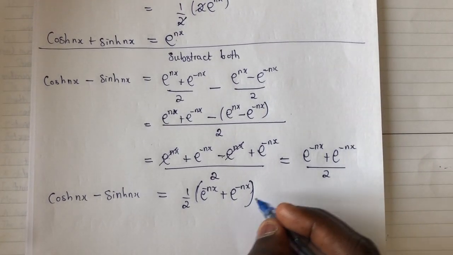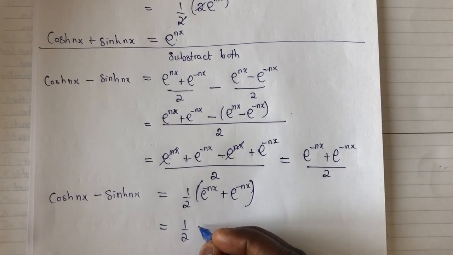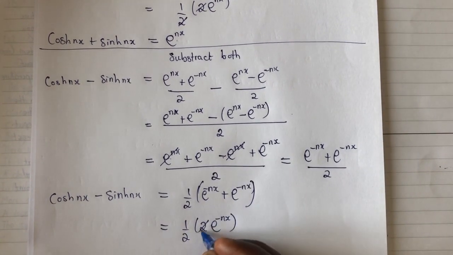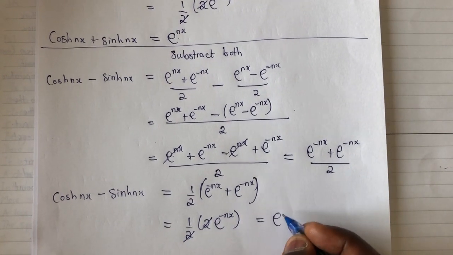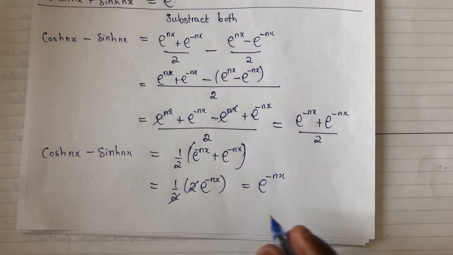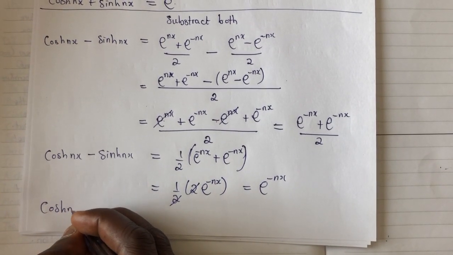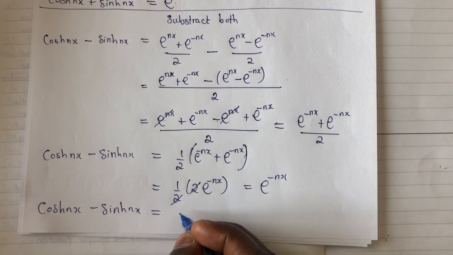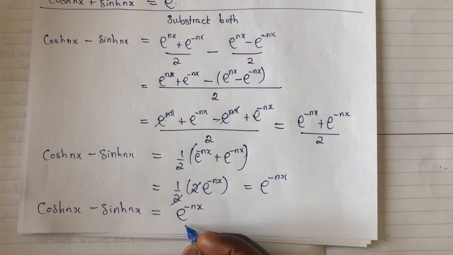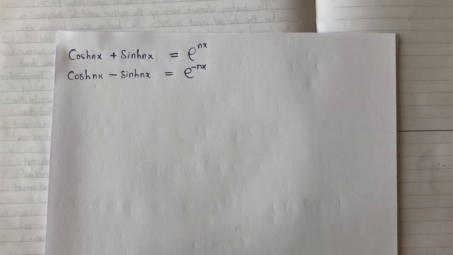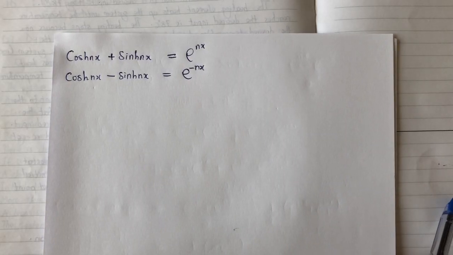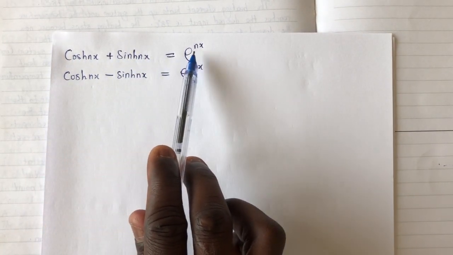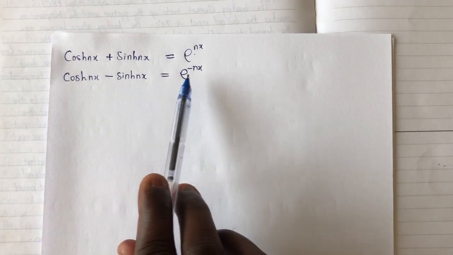So this is the same as 1/2 2e raised to the power minus nx, because this and this are the same. This will take care of this, and this will give you e raised to the power minus nx. So therefore, cos nx minus sin nx equals e raised to the power minus nx. Now, after we combined and subtracted both equations, we realize that cos nx plus sin nx will give us this, and then when we subtract, we get this.